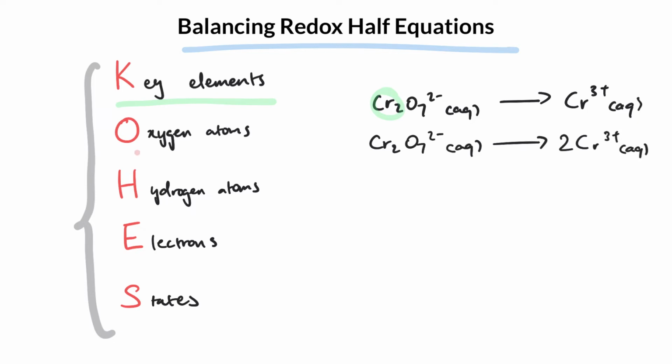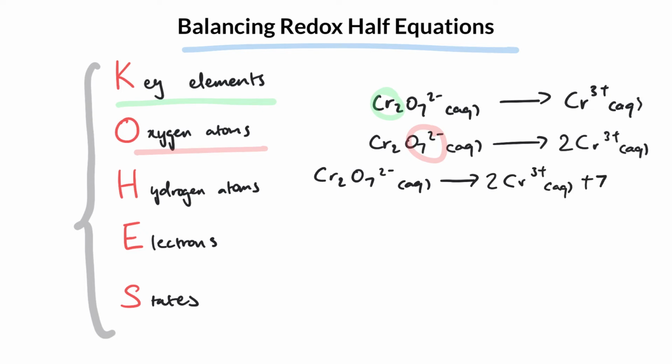Next, we want to balance oxygen atoms. We can see that over here on the left side, we have 7 oxygen atoms. How do we balance that? Well, what we need to do is add water on the right side of the equation. Seven oxygen atoms, so 7 water as such.